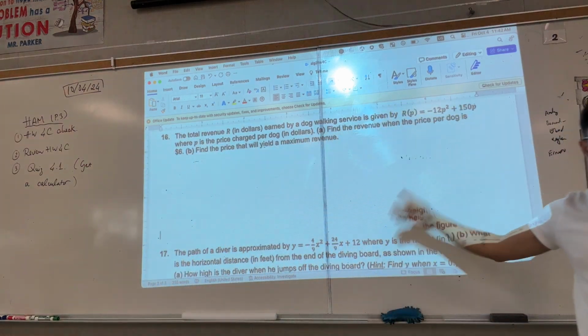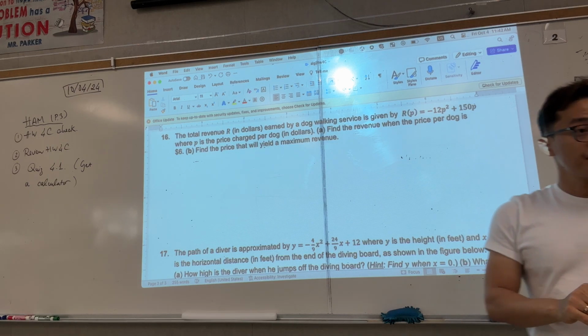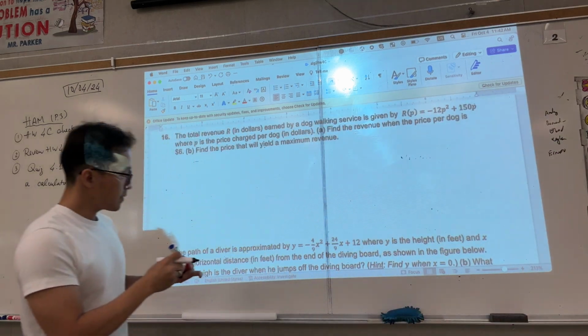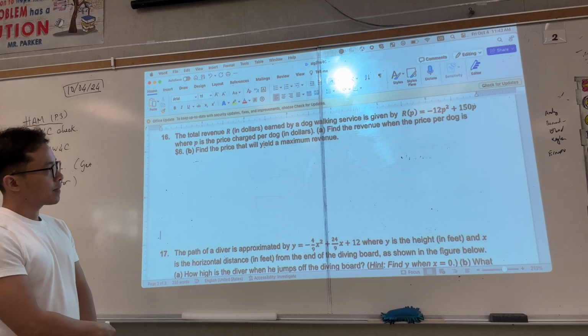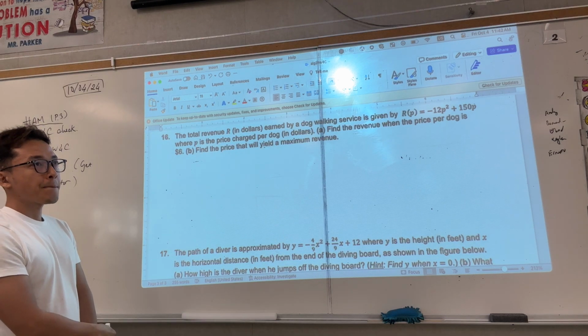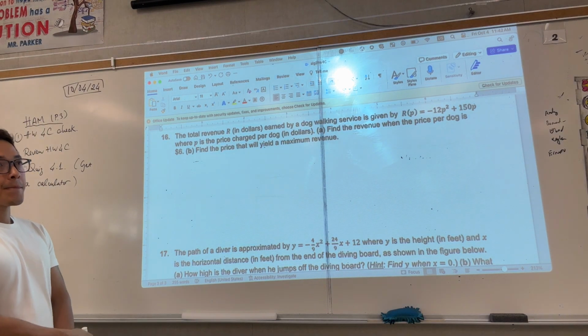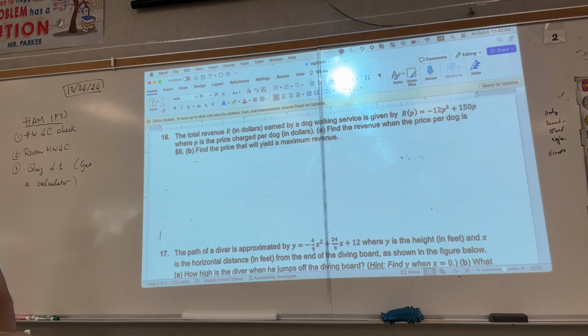Why don't you read the 16 and analyze for me? William? The total revenue R in dollars earned by a dog walking service is given by R(P) equals negative 12P squared plus 150P, where P is the price charged per dog in dollars. A, find the revenue when the price per dog is $6. B, find the price that will yield the maximum revenue. Okay, which one do you want to underline?